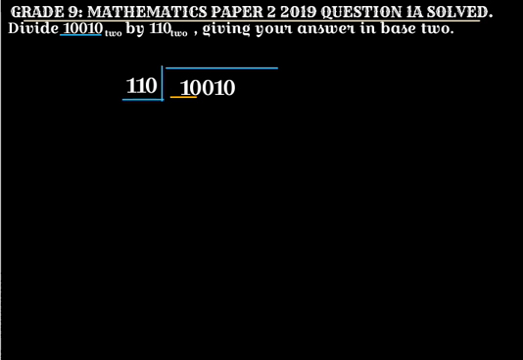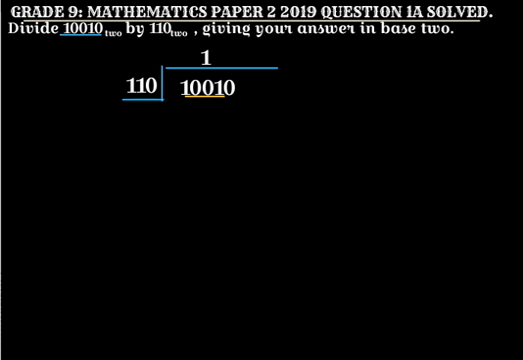So I'm going to add another 0 to 10. 100 divided by 110, it can't. 100 is smaller than 110. So we're going to add again this next digit. So 1001 divided by 110, it will go one time.